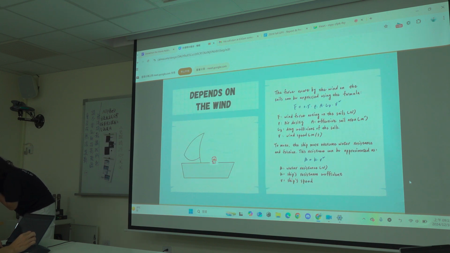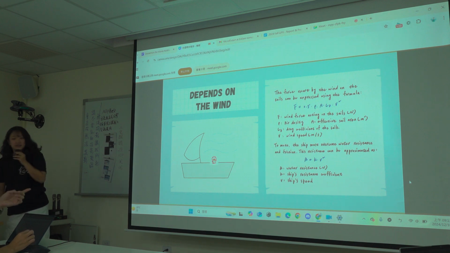And the force exerted by the wind on the sails can be expressed using the formula here. And moreover, this ship must overcome water resistance and friction. This resistance can be. What is the problem?